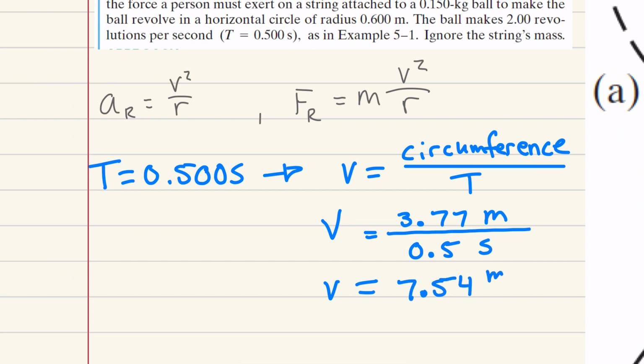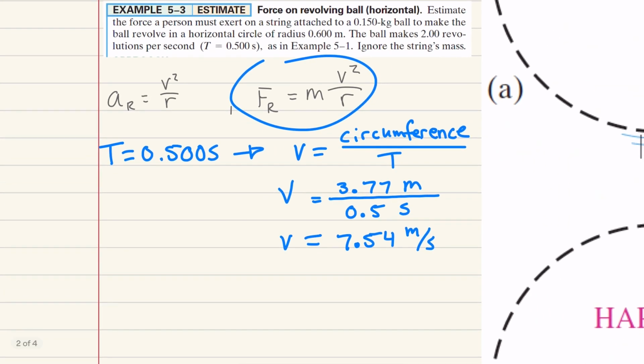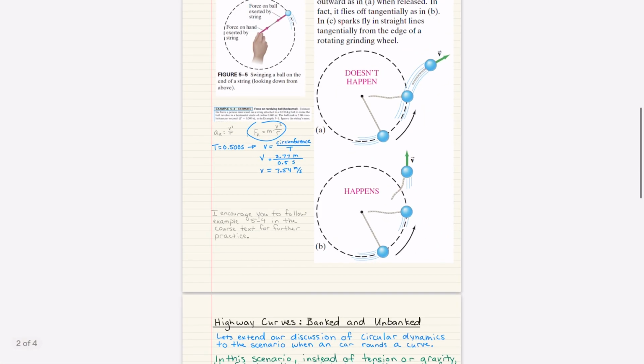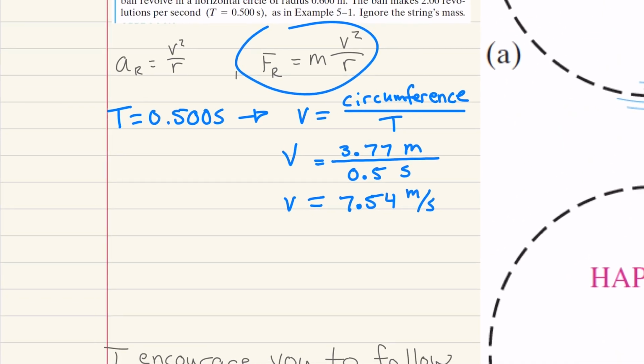7.54 meters per second. All right, guys. So now that we have velocity and that we were given mass and radius, we have everything we need in order to plug into our equation for force, our centripetal force. Let me zoom in here. The expression that we need to actually solve is mv squared over r.